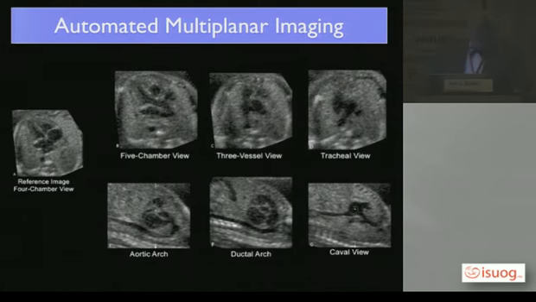This is the automated multiplanar imaging developed by Dr. Alfred Abuhamad. He has a static volume. They find a reference four-chamber view, and once they've lined it up using a specific protocol, by pushing buttons, the image rotates and displays the various views on the screen that contain the cardiac anatomy that we like to see in screening for congenital heart disease.